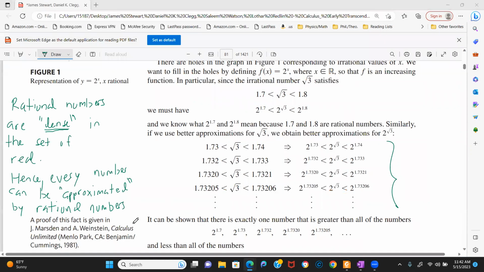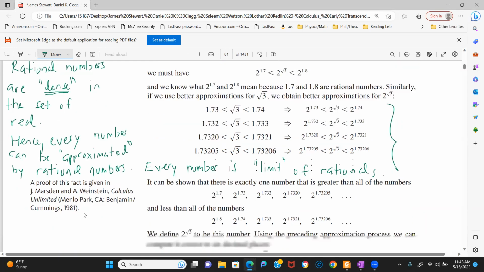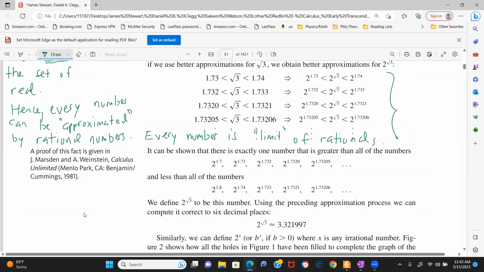And so what this means is that every number can be approximated by rational numbers, and every number is, in a sense, a limit of rational numbers. So let me say that too. Every number, and we're going to talk about limits a lot in this course. That's like the whole foundation of calculus, this notion of a limit. So every number is a limit of rational numbers. But this is good for us. Why? Why is this good? So here's the notation we use.